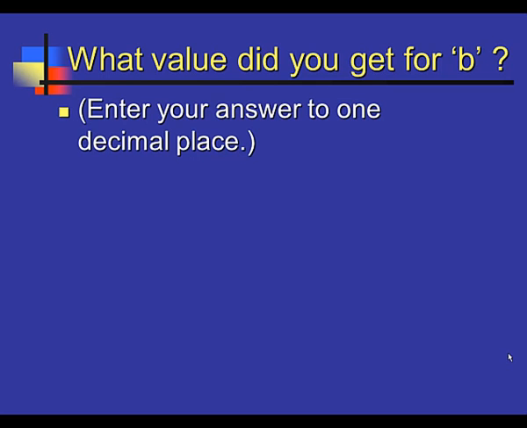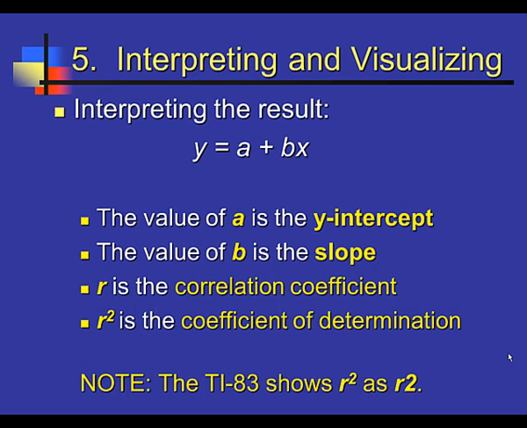And so now please put in the value that you got to 1 decimal place for B. The results that appear on your screen should have been in the form y equals a plus bx, where a is the y-intercept and b is the slope. If you correctly turned your diagnostics on, you will also have the correlation coefficient, r, and a value for r squared, which is just little r squared. This value for r squared is called the coefficient of determination. Notice that the TI-83 shows r squared as r2.